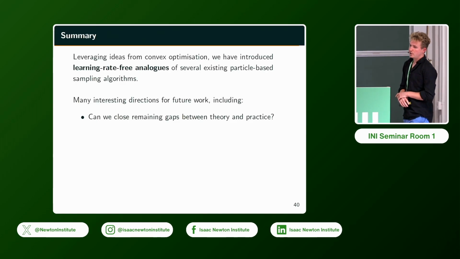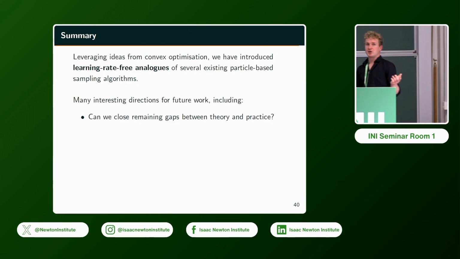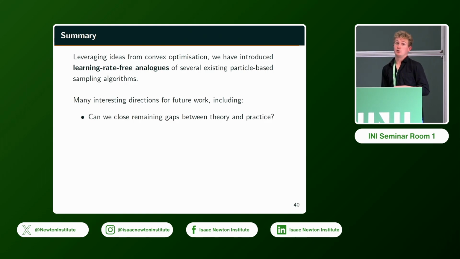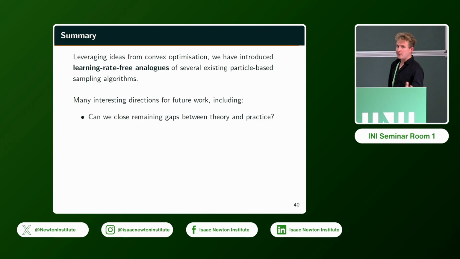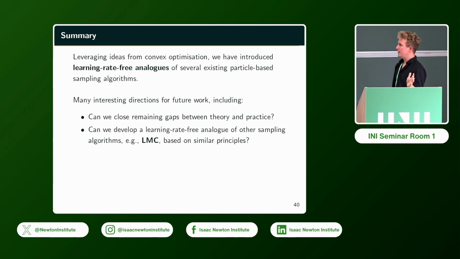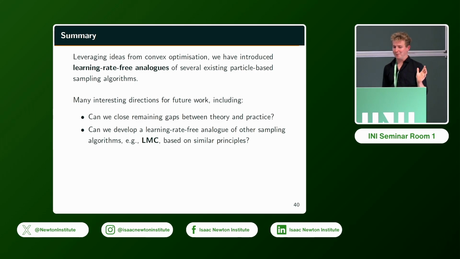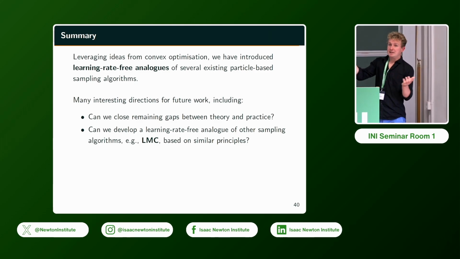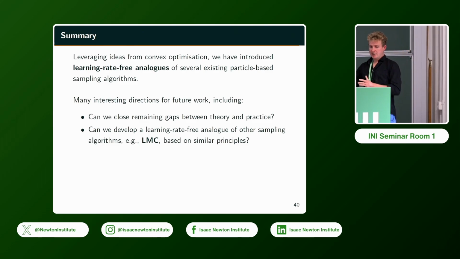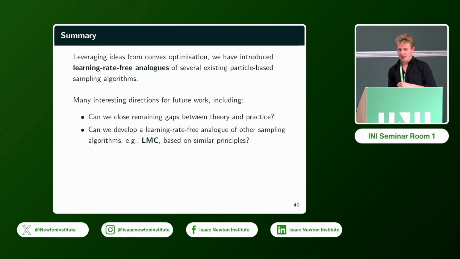So just a quick summary. Leveraging ideas from convex optimization, we're able to get learning rate free analogs of several existing particle-based sampling algorithms. There's lots of areas for future work here. There are quite a few remaining gaps between theory and practice. So in particular, we have results for this mean field scheme, which is at the level of the measures, but once you introduce these particle approximations, things get much more challenging.